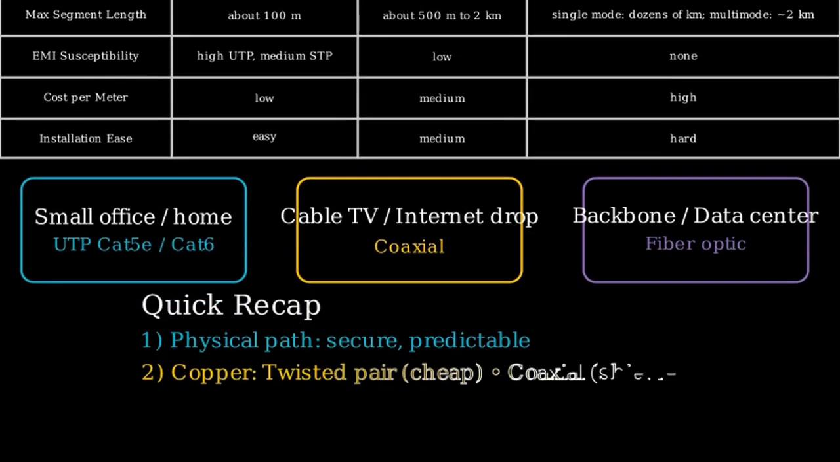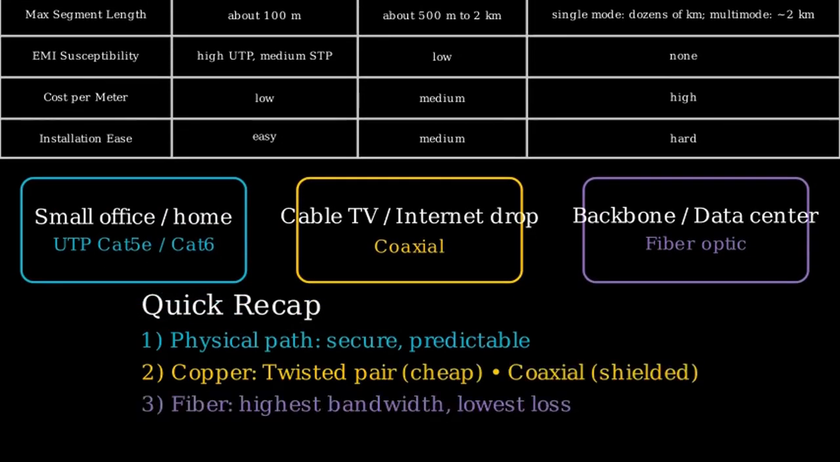Quick recap. 1. Wired media physically guide signals and are more secure and predictable than wireless. 2. Copper-based cables include twisted pair, which is cheap and common, and coaxial, which has stronger shielding. 3. Fiber optic gives ultimate bandwidth and very low loss, but at higher cost and with more careful installation.